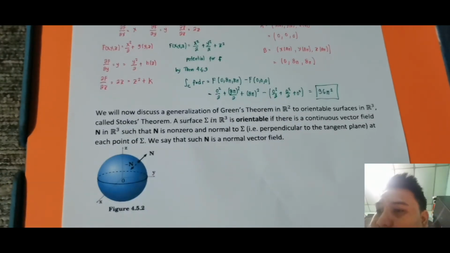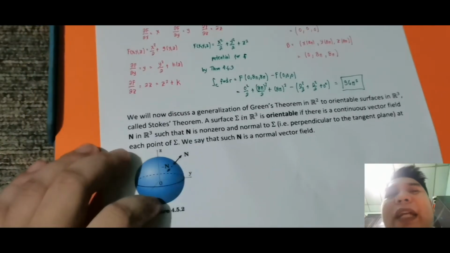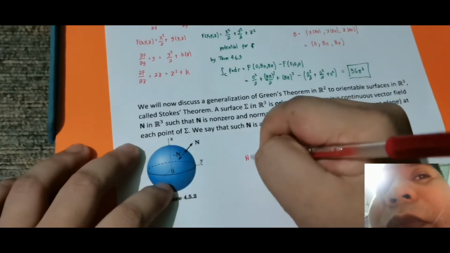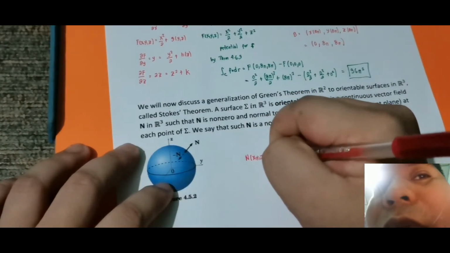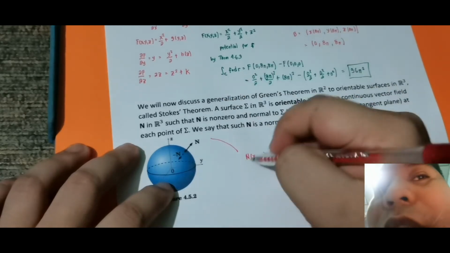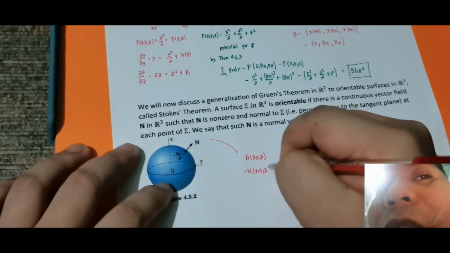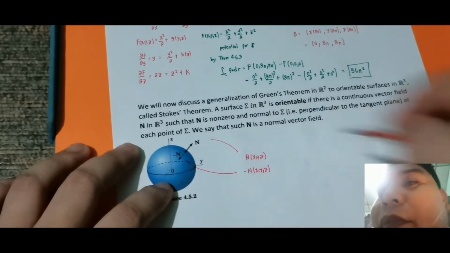So teka lang, check ko lang ang tawag dito. So, para siyang vector field actually, kasi vector siya. So, something na n of x, y, z, para yun dun sa part na yun. Tapos, negative of n of x, y and z, para dito sa part na yun.